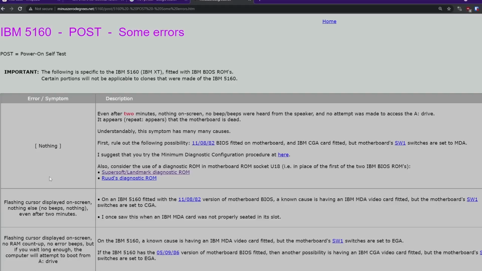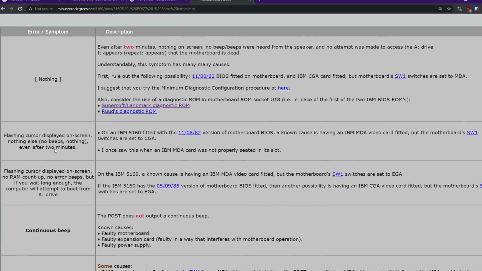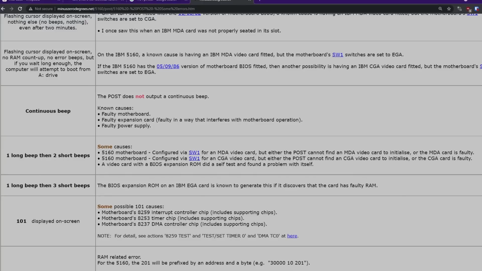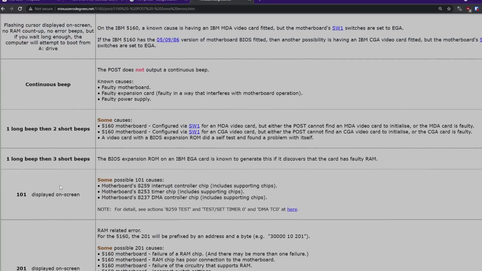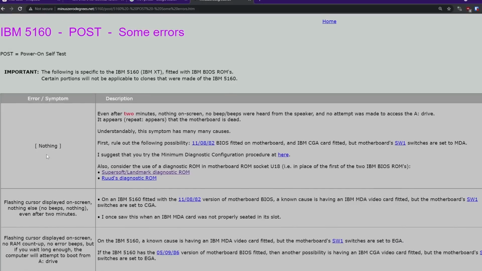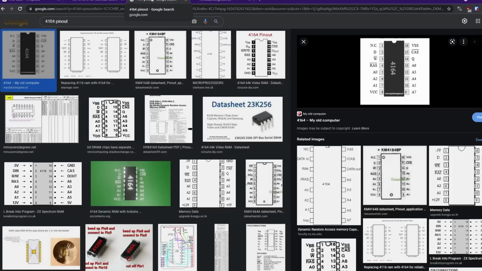Looking at minuszerodegrees.net, there's not a lot going on with beep codes. There are some beep codes. Continuous beep is like a faulty motherboard, or one long beep, too short, is some switch configuration errors. Well, I didn't touch those, so I know that's not a problem. Or one long and three short is you have an EGA card, okay, whatever. And everything else down here is stuff displayed on the monitor, which we're not getting. And when you get nothing, it says this symptom has many causes. All right, so we'll get back to that in a second.